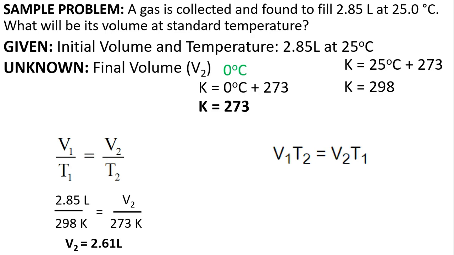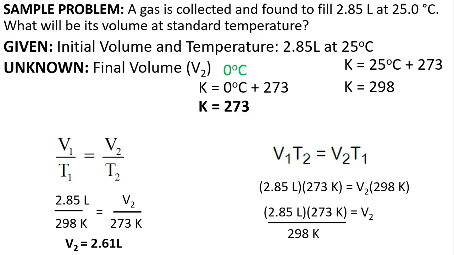So we have V1 T2 is equal to V2 T1. Just insert all the values given. 2.85 times 273 is equal to V2 times 298. Solving for V2, so we'll have this equation and you will get the same answer. Okay, very easy, right? It's simple.